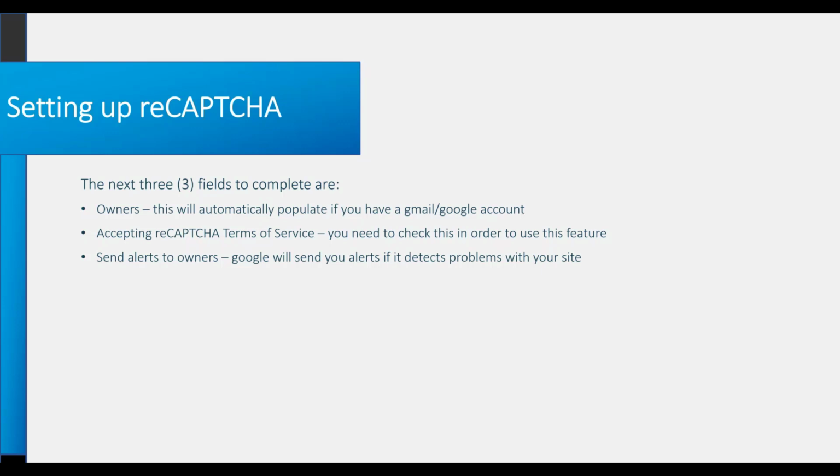And then accepting the reCAPTCHA terms of service. Everybody knows what that is. If you've ever updated your iPhone or Android, there's always that terms of service that you want to update. If you ever want to go to bed at night and be put to sleep, you can read through these terms of service. And then you also have send alerts to owners. So if anything suspicious happens for reCAPTCHA, they will go ahead and email you letting you know that, hey, there might be a problem with your site. You might want to check it out.